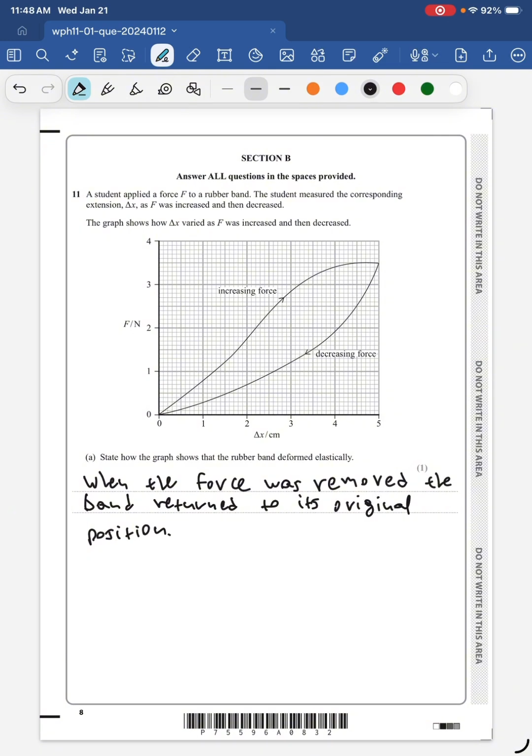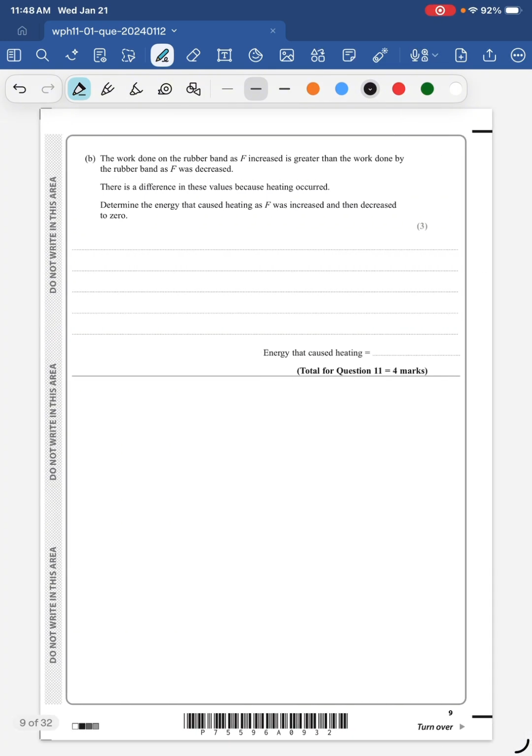And you can see it from the graph, I guess. So, part B, the work done on the rubber band as F increased is greater than the work done by the rubber band as F was decreased. There is a difference in these values because heating occurred. Determine the energy that caused heating as F was increased and then decreased to 0.